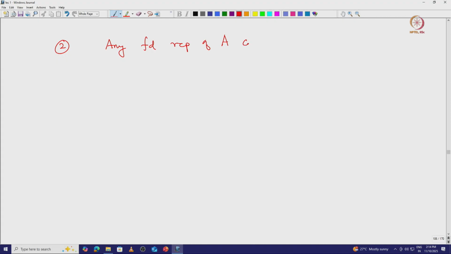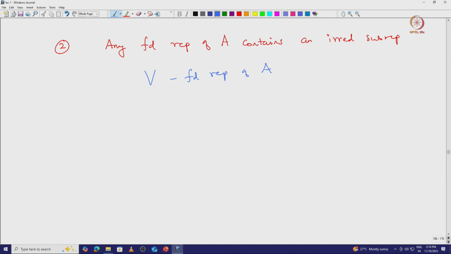So, this contains an irreducible subrepresentation. Let us start with V, which is a finite dimensional representation of A. Suppose V itself is irreducible, then there is nothing to prove, because it contains itself as a subrepresentation. So, we can assume that V is not irreducible.